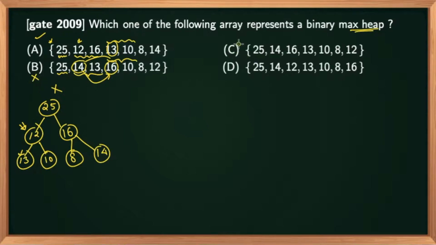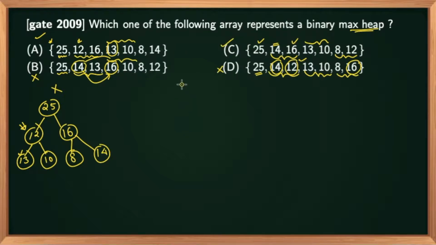Now choice C: you have 25 here, and these will be its children, that is okay. For 14, you will have 13 and 10, that is fine. For 16, you will have 8 and 12. So this is a valid heap. Now choice D: for 25, you have 14 and 12. For 14, you have 13 and 10, that's fine. For 12, you will have 8 and 16. This 16 cannot be the child of 12, as that will violate the heap property. So choice D is wrong, and the correct option is C.